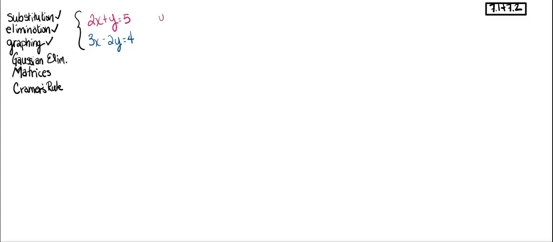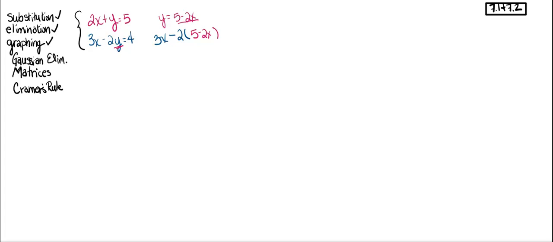So if I move the 2x over, then I get y equals 5 minus 2x. And so now I'm going to take this solution, what y is, and I'm going to substitute it for the y in the blue equation. So I'm going to come over here and I'm going to write 3x minus 2 times, now instead of writing y, I'm going to write what y is. It is 5 minus 2x in this system.